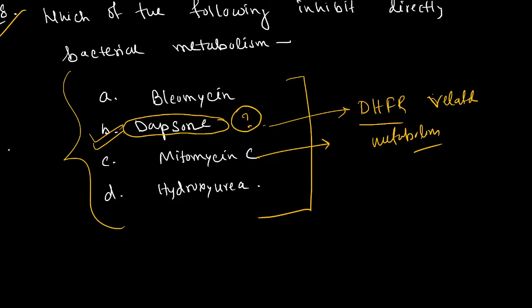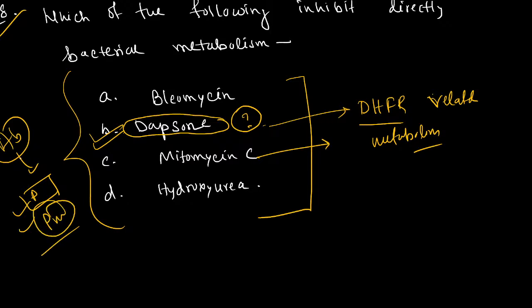Please read once the whole antibiotic list. You can get it in Prescott as well as Pranab Kumar. So please read the whole thing once. Which antibiotic is used in which case? What is its particular function? Okay, you don't know. Dapsone just interferes with the dihydrofolate reductase mediated metabolism.